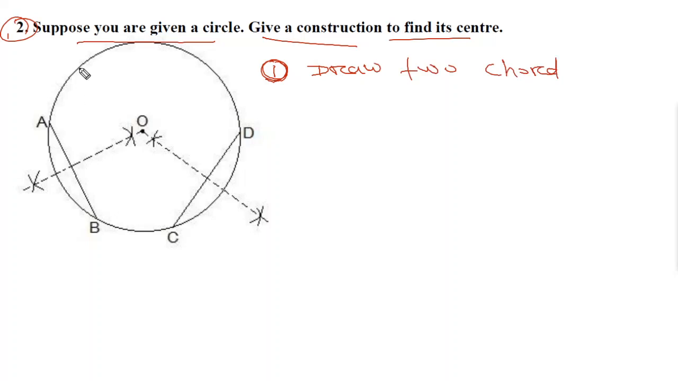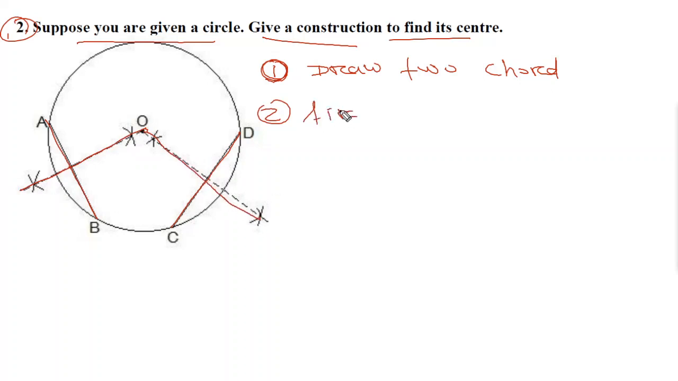So here you can see there is a circle. In the circle, we have drawn two chords, that is AB and CD. The second step will be to find the perpendicular bisector of each chord. That means we have to find the perpendicular bisector of AB and of CD.